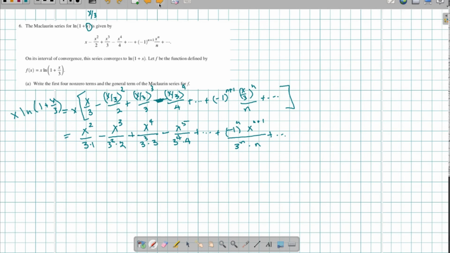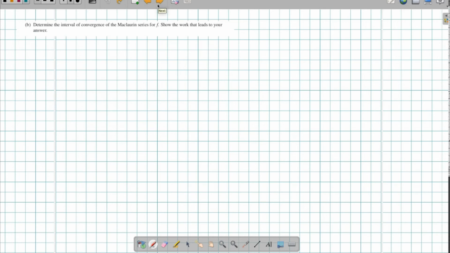On part B, they're asking us to determine the interval of convergence, and probably the easiest thing to do would be to look at the ratio test. In other words, I want to know what's going to happen when I look at a sub n plus 1 over a sub n, the limit as n increases without bound. And of course, I really want to know when this is going to be less than 1, because if that's true, then that means my terms are getting smaller successively.